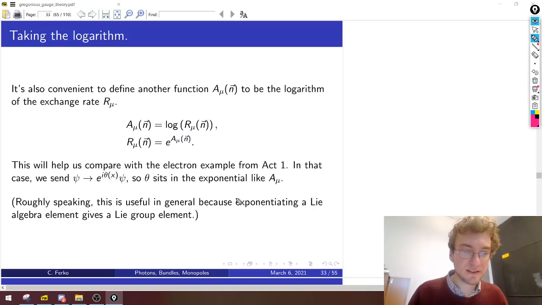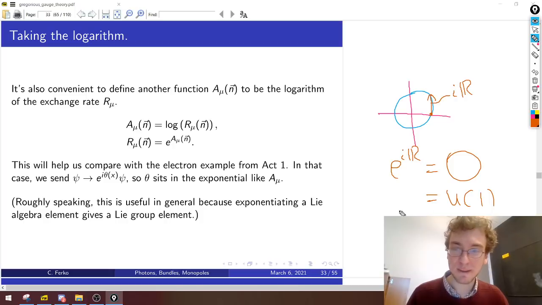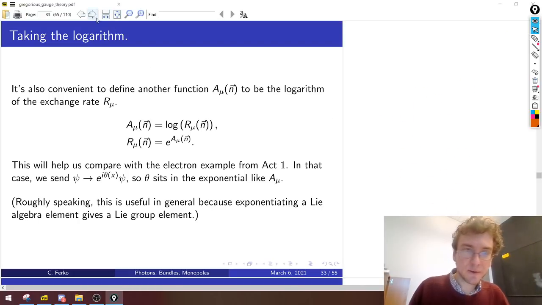If you know more about Lie groups, Lie algebras and manifold theory, you might have a better motivation, because you know that if you exponentiate an element of a Lie algebra, you get an element of the corresponding Lie group. For instance, the circle, which is U(1): the Lie algebra of U(1) is just the set of tangents here. So the Lie algebra is basically i times the reals, and if you exponentiate i times the reals, of course you get the circle, U(1). It's a general fact that if you exponentiate tangent vectors, you get finite points along a flow. That's really why this is useful, but I won't dwell on this too much because I don't want to assume much background. Okay, so that's the log of the exchange rate.